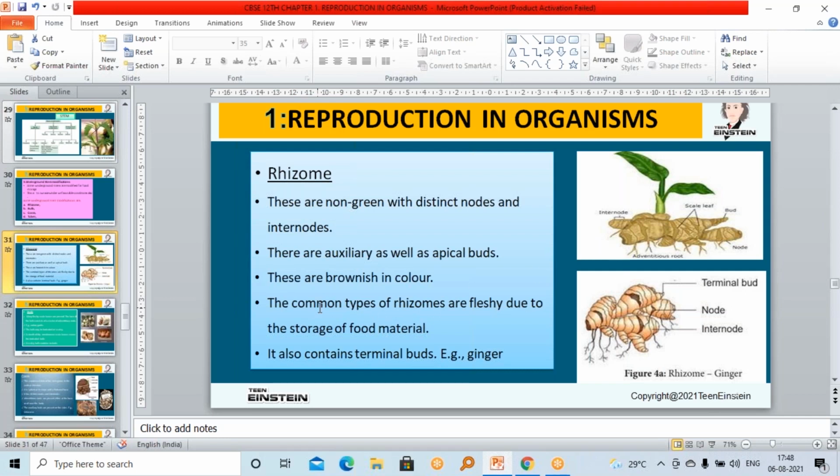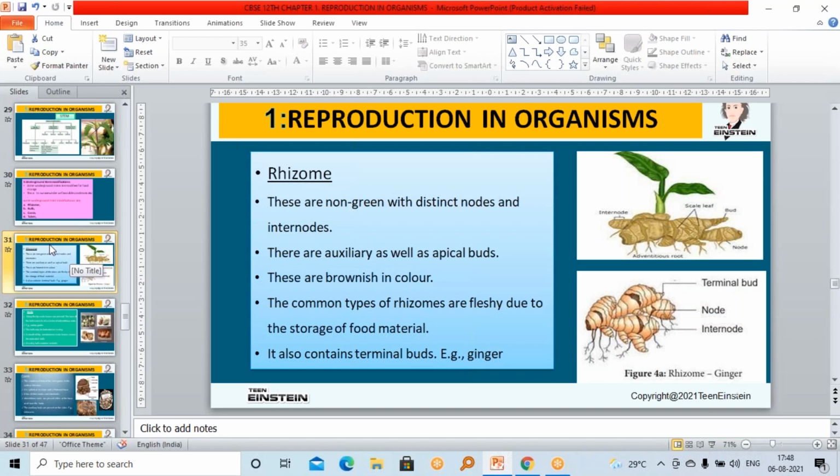But those that grow obliquely are called rootstock rhizome. Example is banana. Then the remaining features you can think of, or you can get an idea from the features of ginger itself. Right? So what have I told? These are non-green in color. These are not in green color.